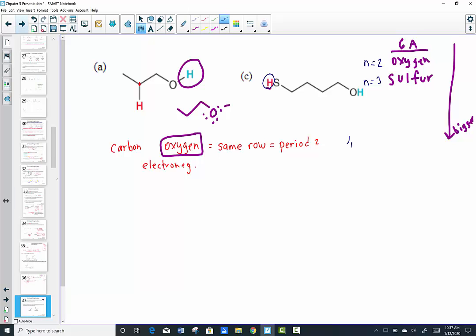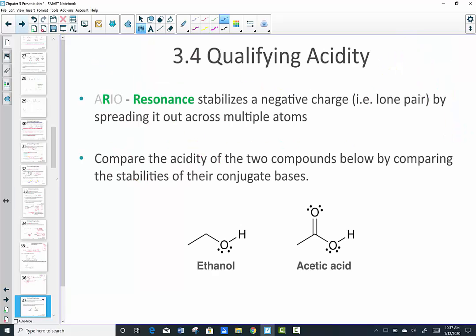Let's try the next letter together, the R. ARIO stands for resonance, the letter R. The ability to stabilize a negative charge, which is that lone pair of electrons, really increases with the ability to spread it out across multiple bonds. So if you notice a proton adjacent to a pi bond, we have the ability to form resonance structures. And those resonance structures highly increase the stability because we can take that negative charge and distribute it through multiple places.